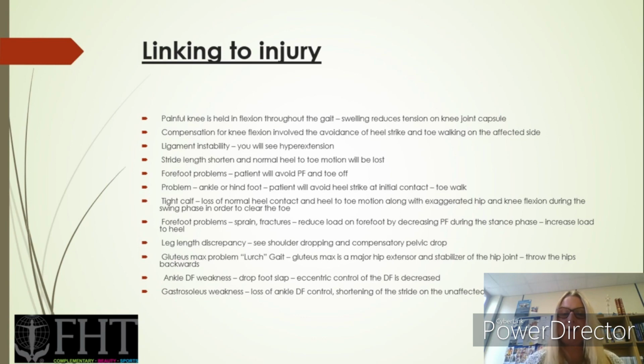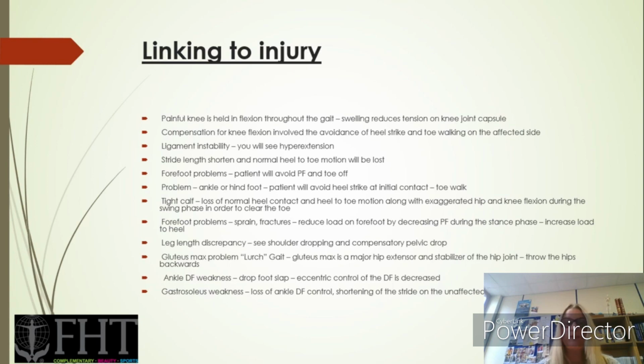If we have limited ligament instability, you'll see hyperextension. The stride length will shorten and normal heel to toe motion will be lost. If anyone has a forefoot problem, patients will actually avoid plantar flexion and toe off. If we have problems with the ankle or hindfoot, patients will avoid the heel strike at initial contact, and therefore they will toe walk. If someone has a tight calf or tight gastrocnemius, we normally will see loss of heel contact and heel to toe motion, and then we'll see a slightly exaggerated hip and knee flexion during the swing phase, just in order to clear the toe.